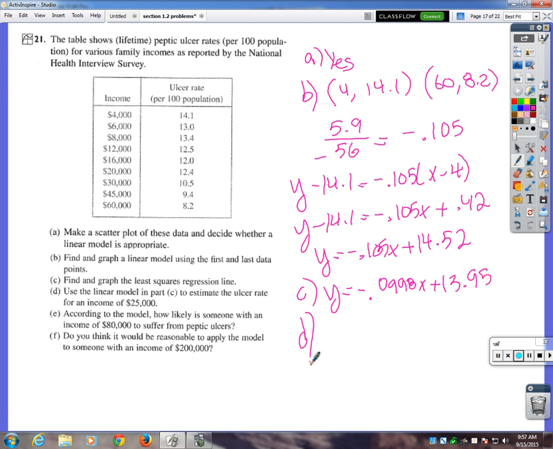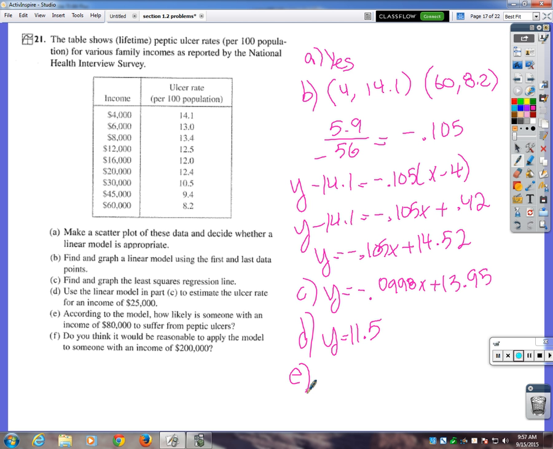What did you get? 11.455. 11.455. Okay. Okay, E, according to the model, alright, because those are all for one digit, I'll just write for one digit.